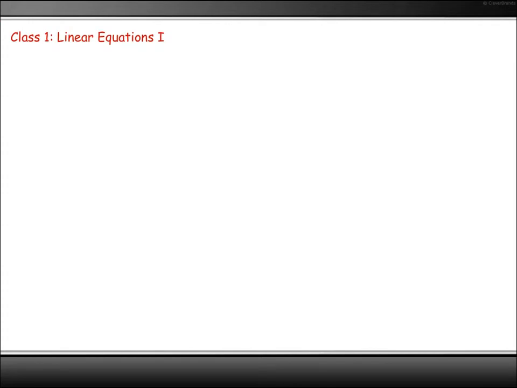Welcome to class number 1 of the Leaving Cert Ordinary Level Algebra course, where you are going to start solving linear equations. An example of a linear equation is x plus 1 equals 5. Ask yourself the question, what value of x makes this statement true? The answer is x equals 4, as 4 plus 1 equals 5.